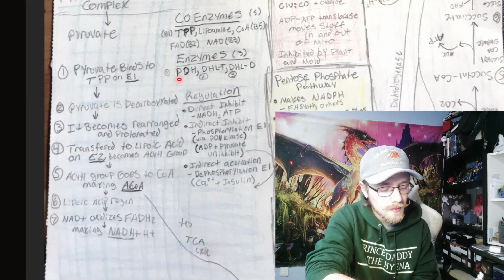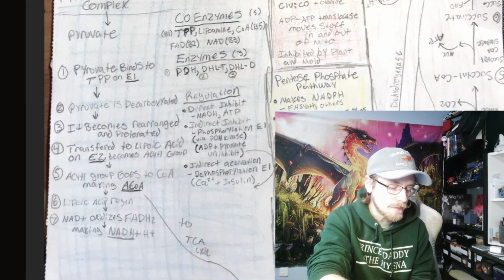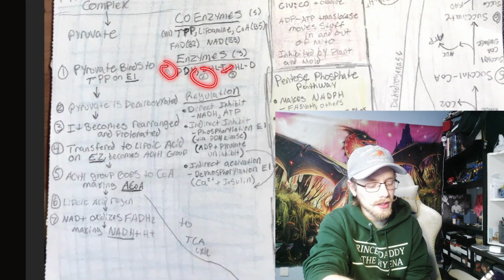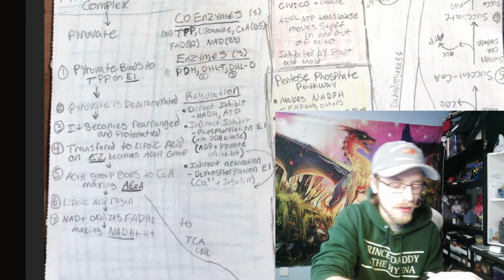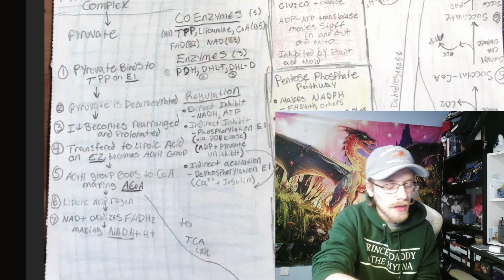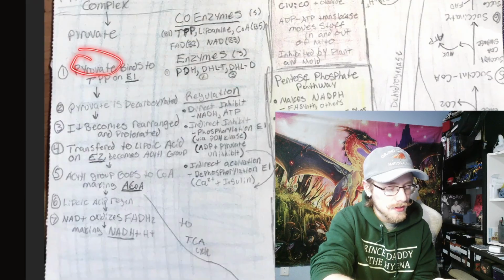We've got 3 enzymes, PDH, DHLT, and DHLD. Those 3 enzymes can be abbreviated into E1, E2, and E3. And then we've got a couple of coenzymes that also help with this, right? We need their help, but they're not necessarily the enzymes that are doing the work. So pyruvate binds to the TPP, this coenzyme, on E1. On this enzyme, this guy lives there, and pyruvate binds to it.